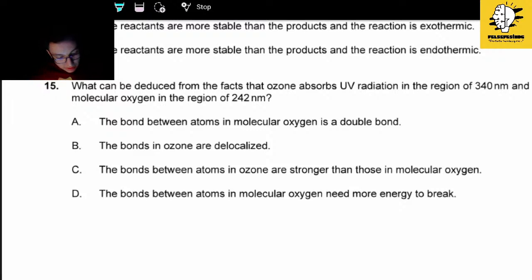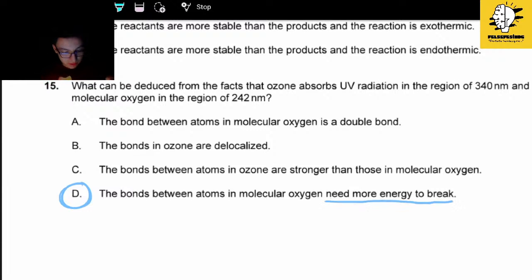This is going to be D. The bonds between atoms in molecular oxygen need more energy to break, because we know that 340 nanometers is a longer wavelength than the molecular oxygen destruction region, 242 nanometers. And we know that as the wavelength increases, frequency decreases, meaning less energy. So it is already saying that we need more energy to break these bonds.